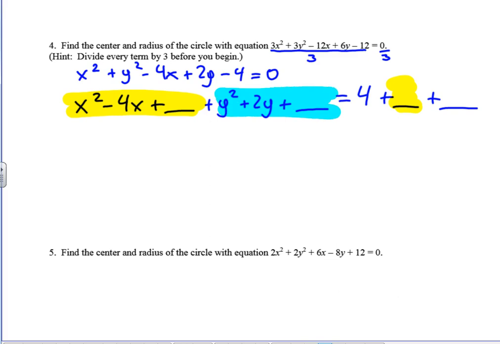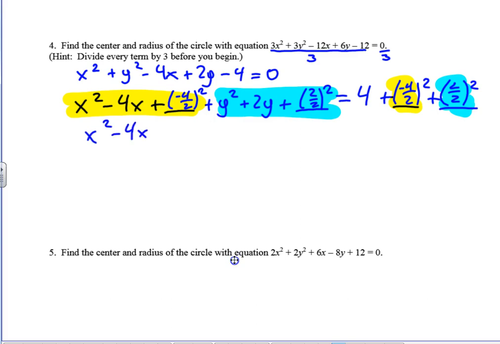to get this correctly. All right, so now we're going to take negative 4 divided by 2 squared. Whatever we do to one side, we're going to do to the other side. And then 2 divided by 2 squared. Whatever we do to one side, we're going to do to the other side. Okay, so this is going to be x squared minus 4x plus 4, y squared plus 2y plus 1 equals 4 plus 4 plus 1.